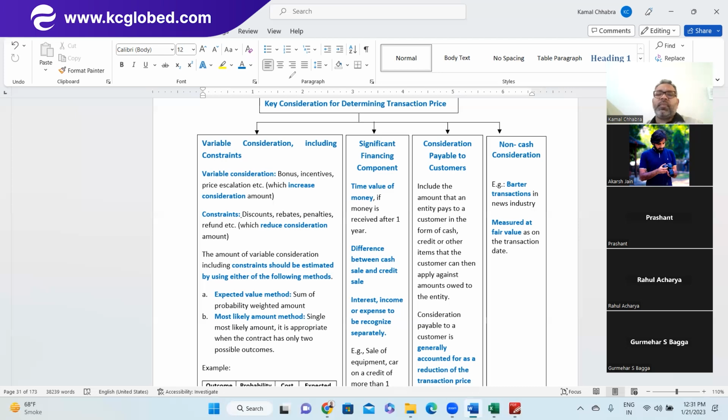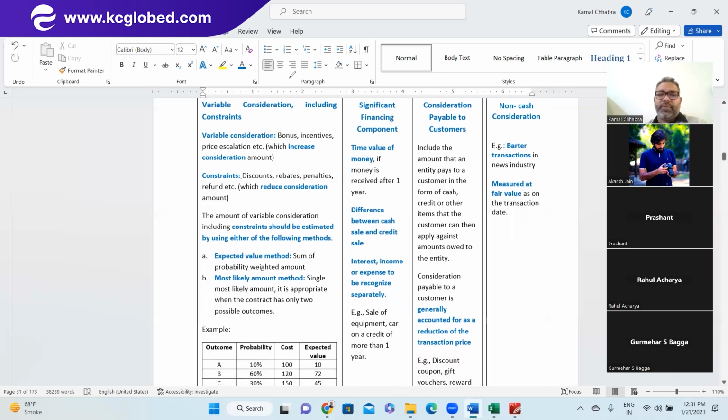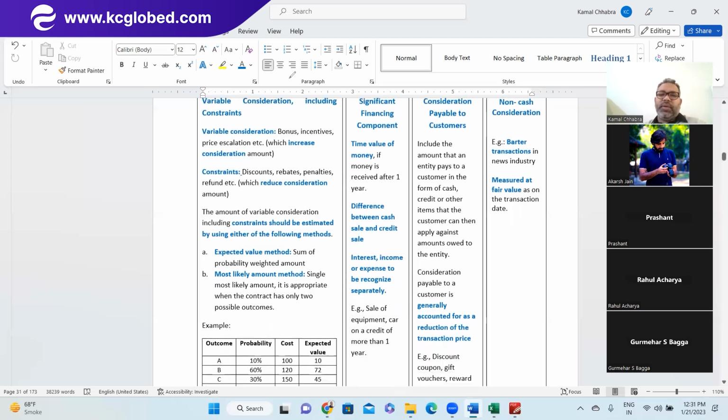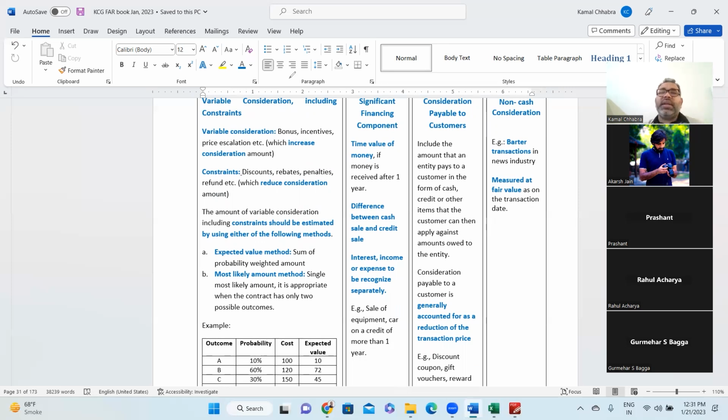Yes, sir. If you see the theory which you have written here, time value of money: if money is received after 1 year, then the difference between the cash sales and the credit sales may be on account of interest income or expense, to be recognized separately. Hence that will result into interest income, and that has to be recognized separately. It should not be recognized as sale of material, sale of goods or sale of service. It has to be recognized as finance income, right?